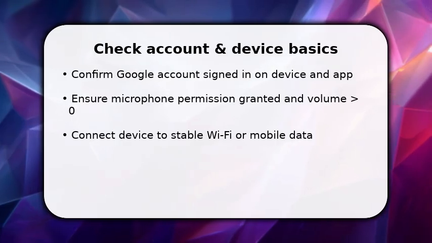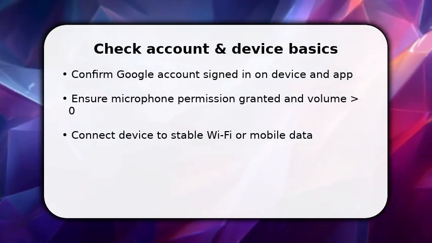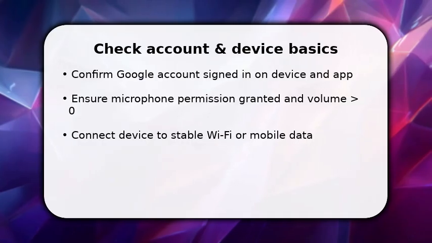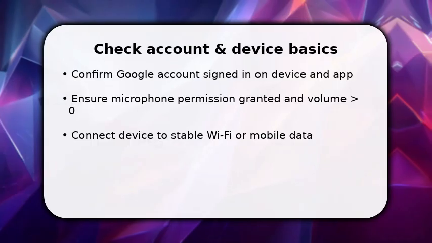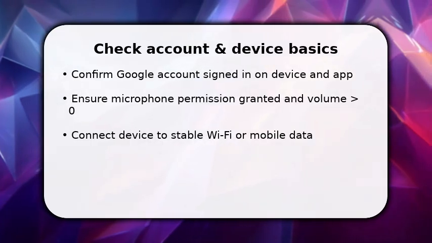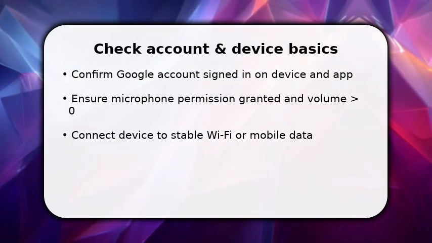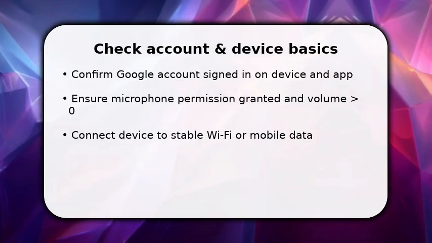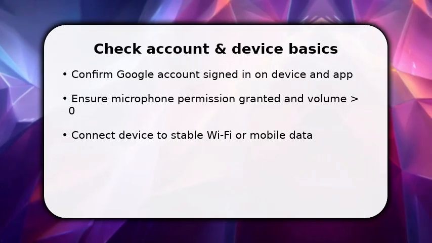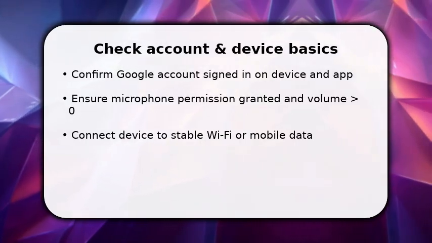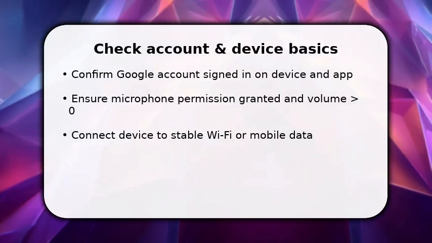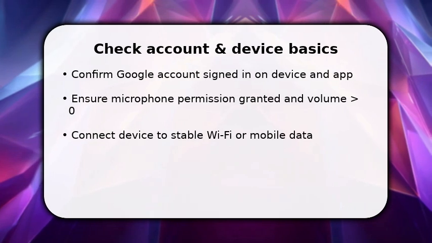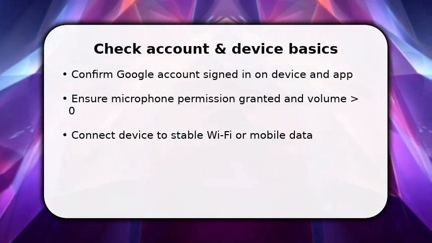Enjoy the video. You start by verifying the essentials so fixes actually work. Sign into the same Google account on the Assistant app and device. This syncs settings and routines. Once done, make sure the mic permission is enabled and volume isn't muted because Assistant can't hear you otherwise. Next, confirm a stable network connection, Wi-Fi or mobile data, since voice queries need internet access. If you hit an immediate error, reboot the device now to clear transient issues before moving to deeper troubleshooting.